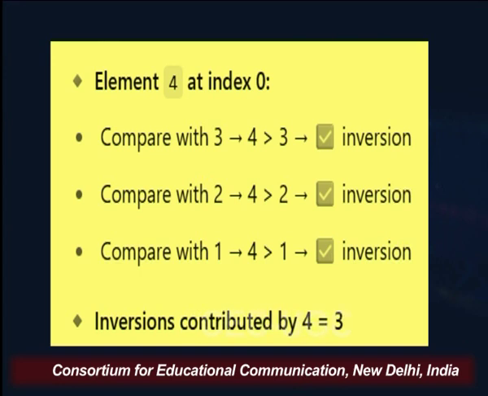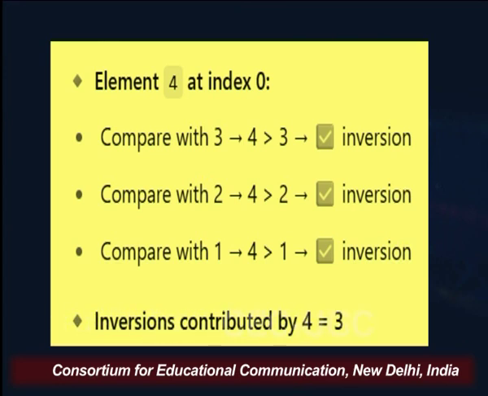We have an element 4 at index 0. We compare 3 with 4. There is an inversion because 4 is greater than 3 and 3 is present after the 4. Next we compare 2 with 4; 4 is present on the left side of 2, so there is also an inversion. Comparing with 1, 4 is greater than 1, so yes, there is an inversion. So the inversions contributed by the element 4 at index 0 total 3.